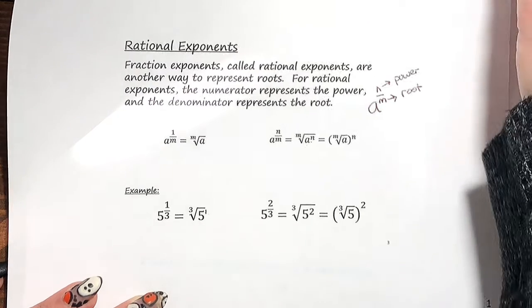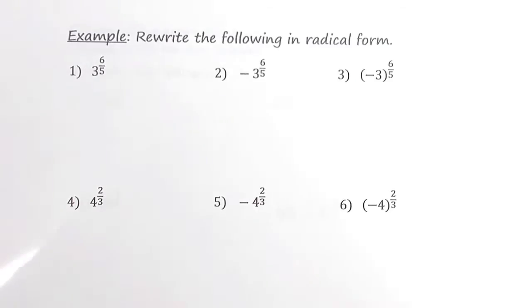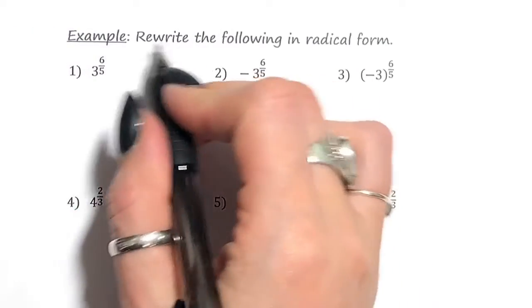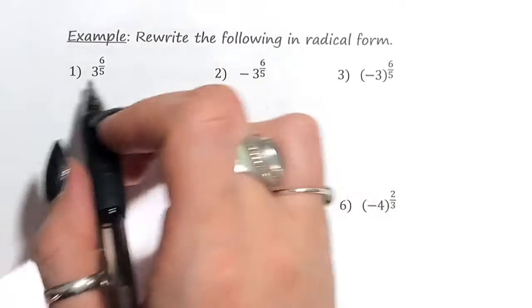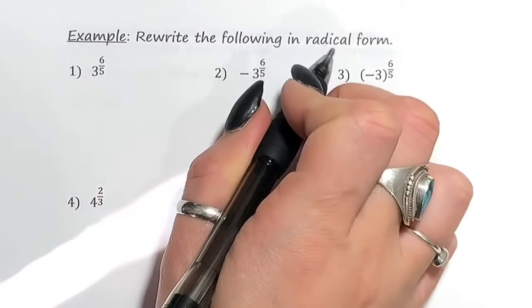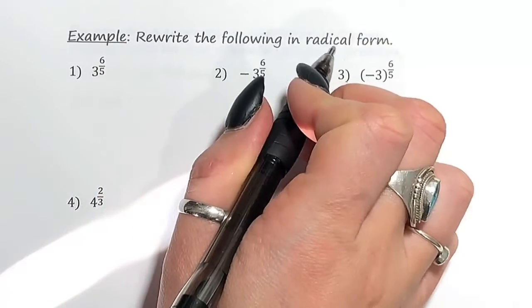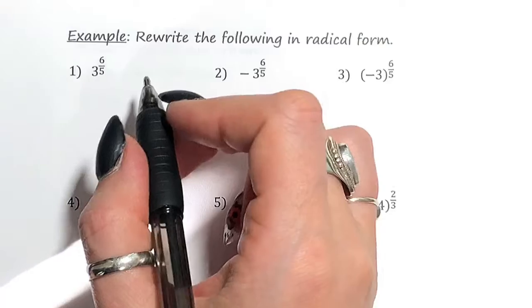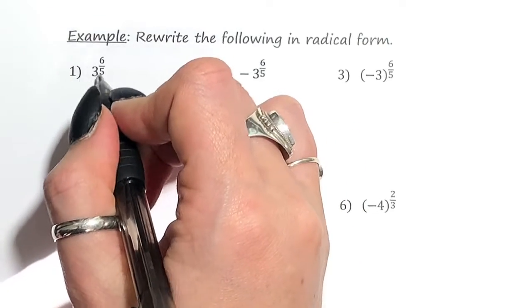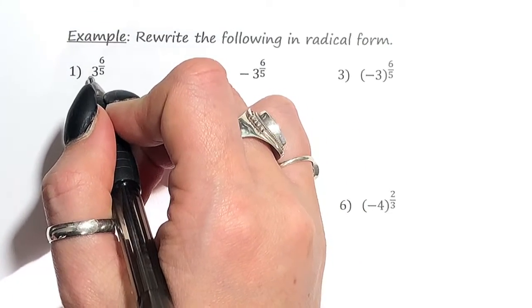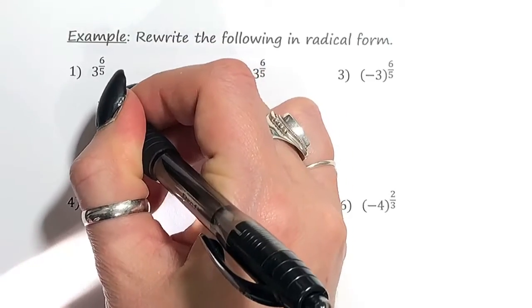So let's look at some examples. We're just going to practice rewriting right now. So we're going to go from exponent form into radical form. So remember, radical form means your square root format. So you're first going to take your base number. So in this first example, our base is 3.